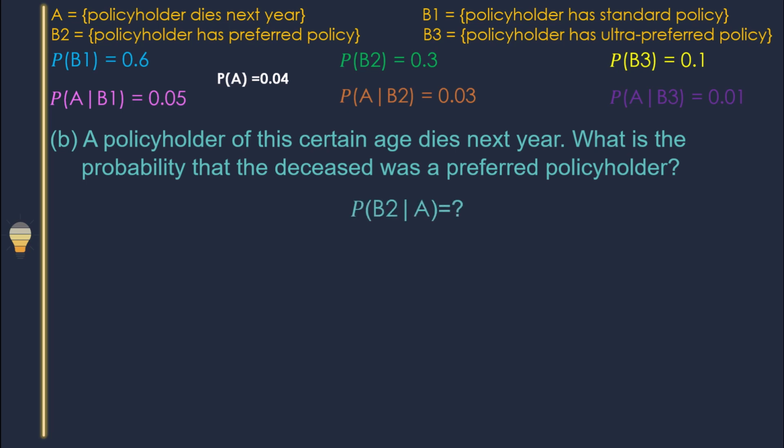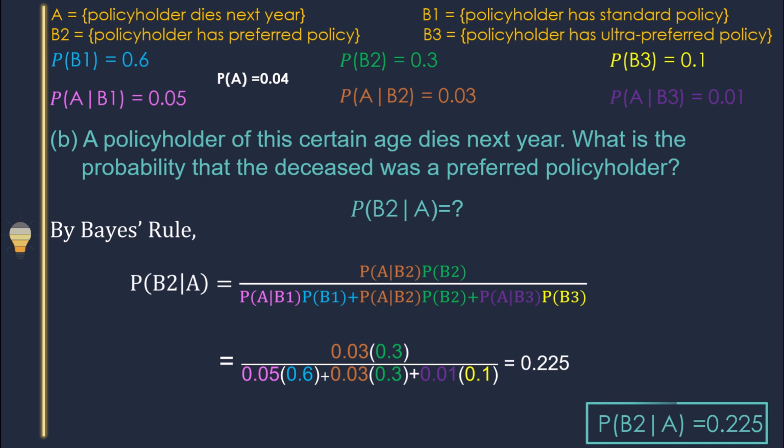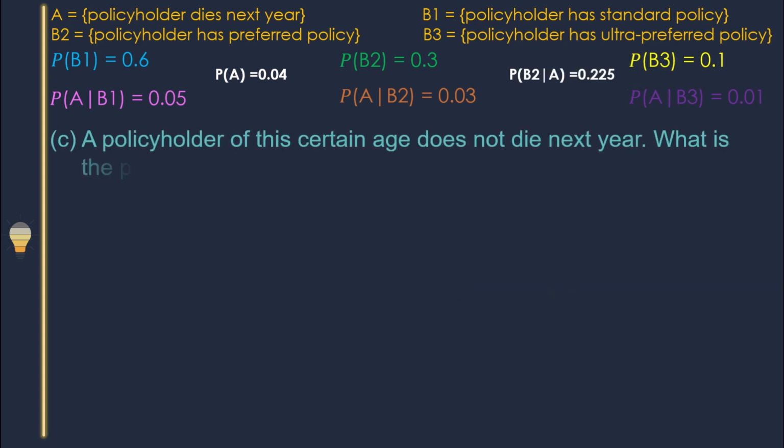So how do we do that? You know Bayes' theorem or Bayes' rule. So by Bayes' rule, you can write this. Now you know each probability, so plug in the numbers and get the answer. That is 0.225.